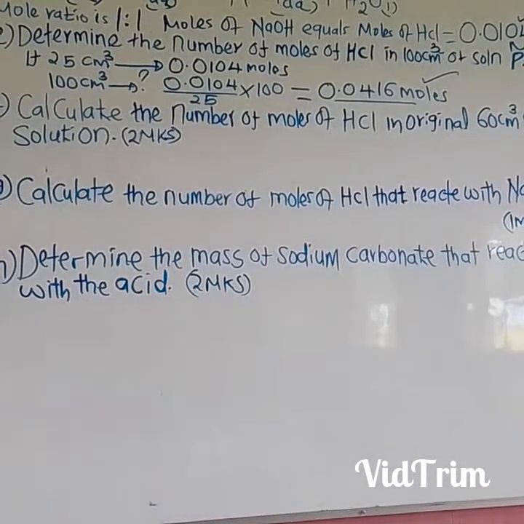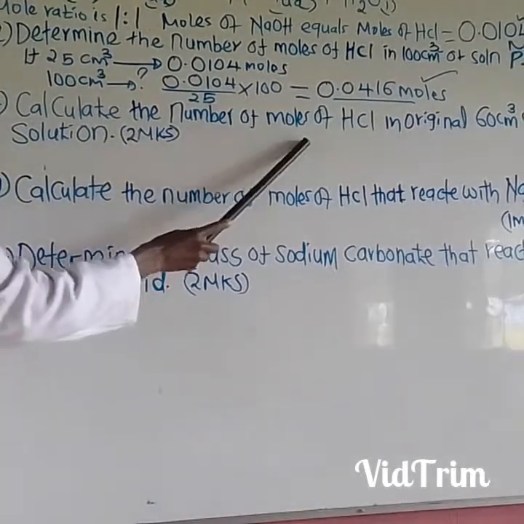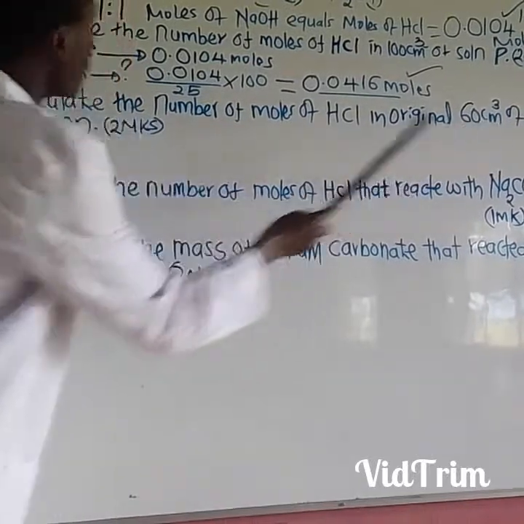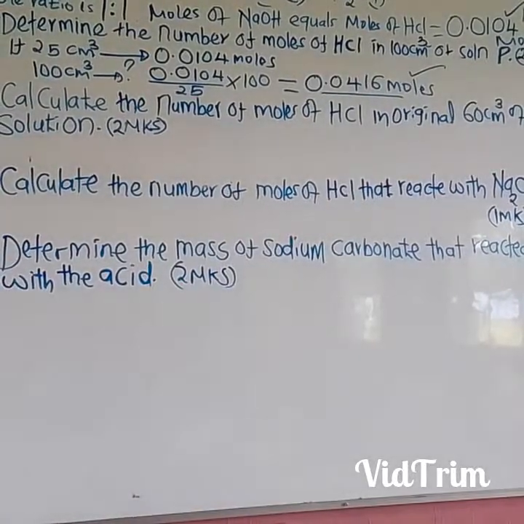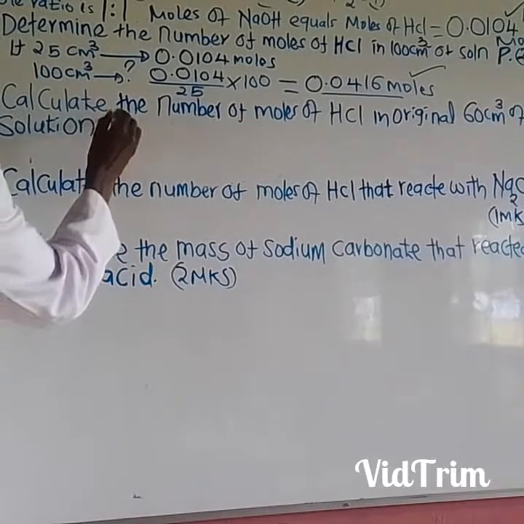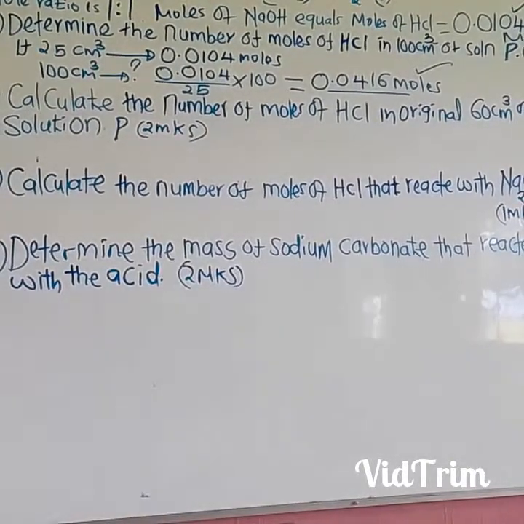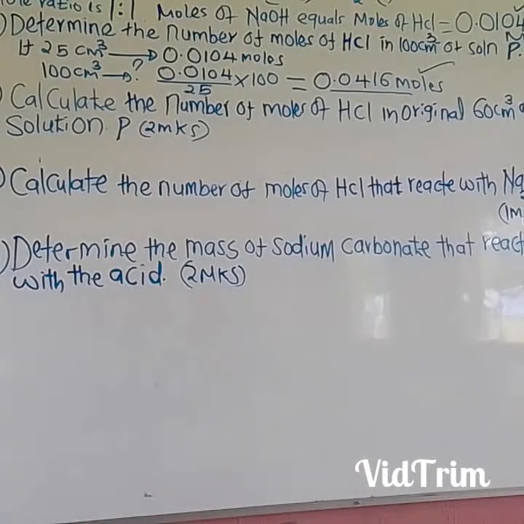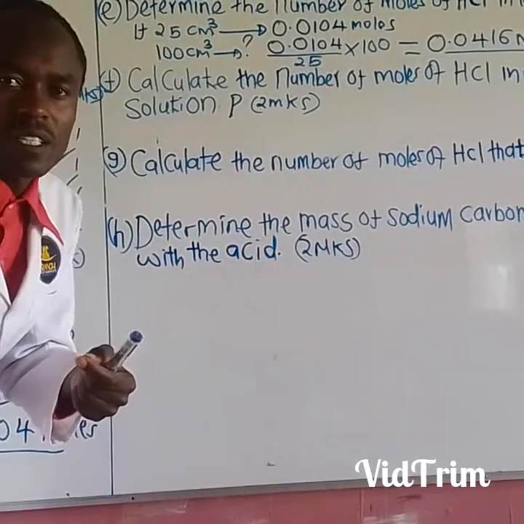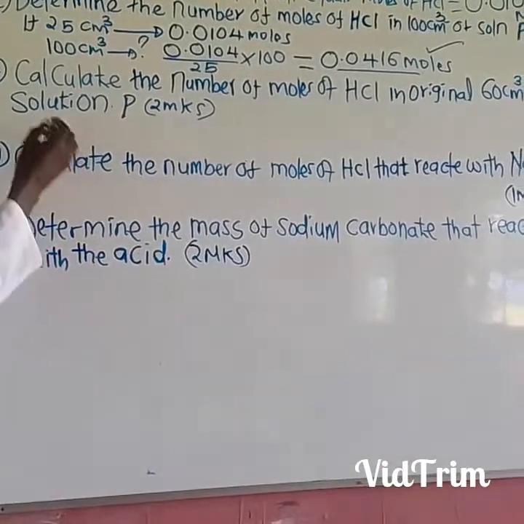Then we move on to part F of the question. Calculate the number of moles of HCl in original 60 centimeter cube of solution P, which is also 2 marks. So remember I told you when I was carrying out the procedure that in that original 60 you will also be asked to calculate the number of moles. Is it okay? So we know the volume is 60. So we apply the formula again. These simple formulas.